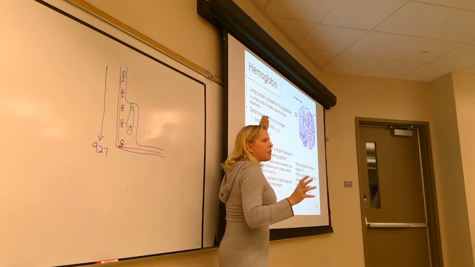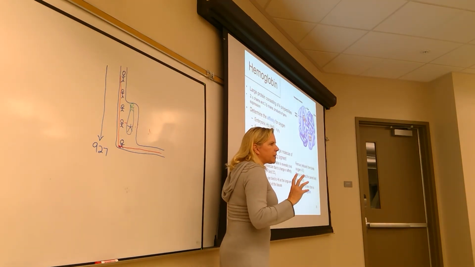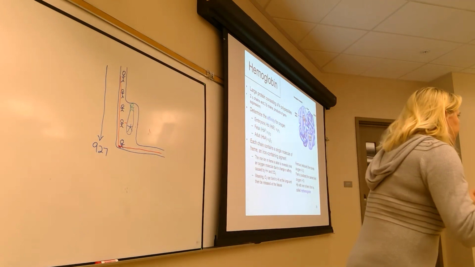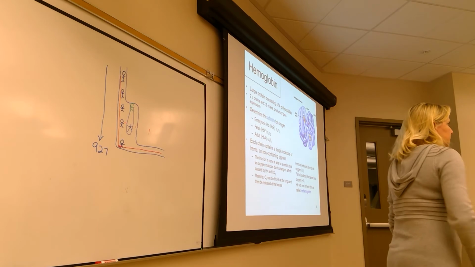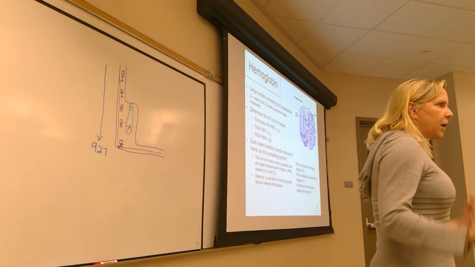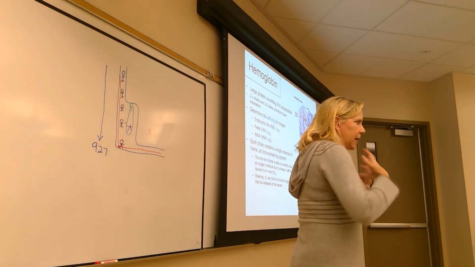Embryonic, alpha 2, epsilon 2; fetal, alpha 2, gamma 2; adult, alpha 2, beta 2. You learned that they were made in different places. Where are they made? Yolk sac, liver and spleen, bone marrow. After age 20, specifically axial.